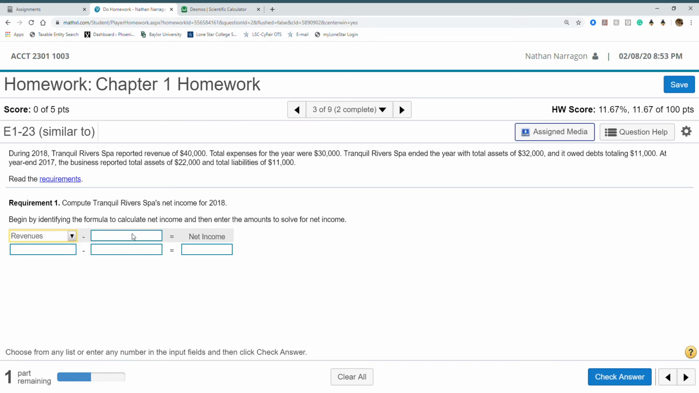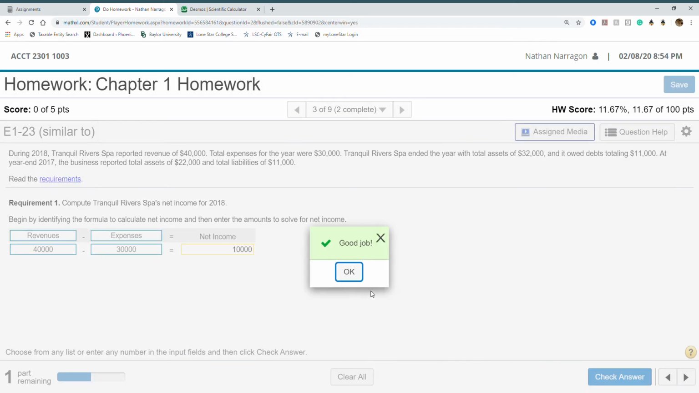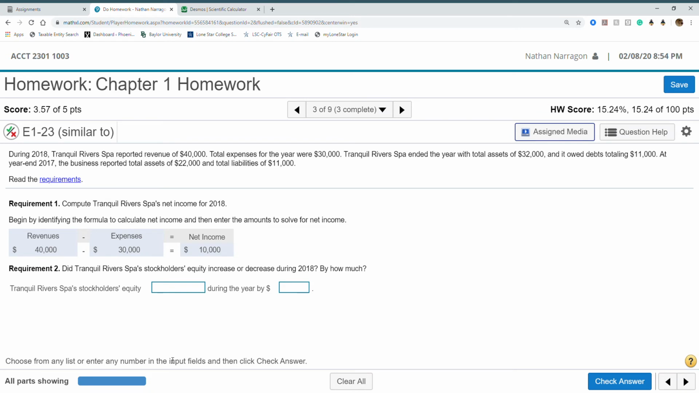Well, net income is always revenue minus expense. So that's taking 40,000 minus 30,000 will equal 10,000. Okay. Second one.